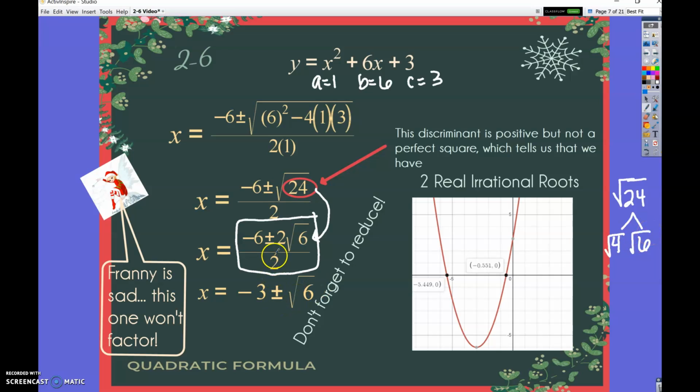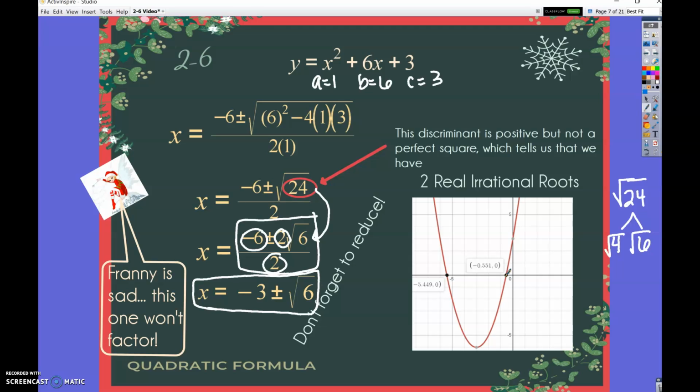Also, make sure you reduce all of these terms in the front. The coefficients out front can be reduced by dividing by 2, and that's how we get -3 plus or minus the square root of 6. If you type that on a calculator, you'll get some lovely decimals. They'll go on forever. That means they're irrational. That is where the parabola crosses the x-axis.